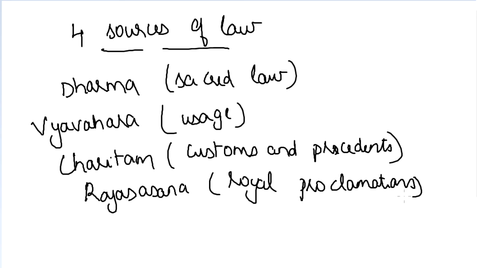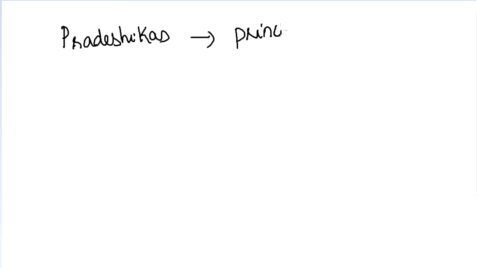These were the 4 sources of law according to Kautilya: Dharma, the sacred law; vyavahara, usage; charitam, the customs and precedents; and the Rajasasana, which was the royal proclamations. These were the four sources of law mentioned by Kautilya. Now, if we see the officers who presided over the special courts, the Pradeshikas were the principal police officers.